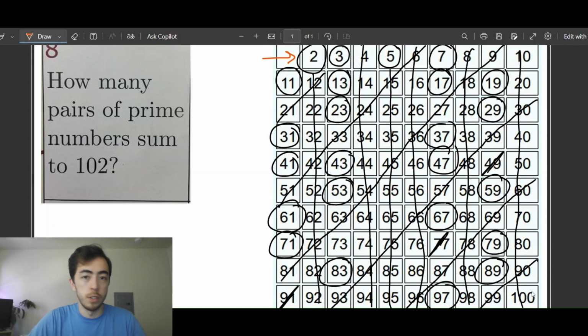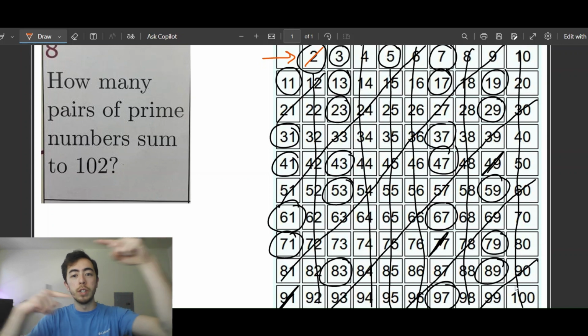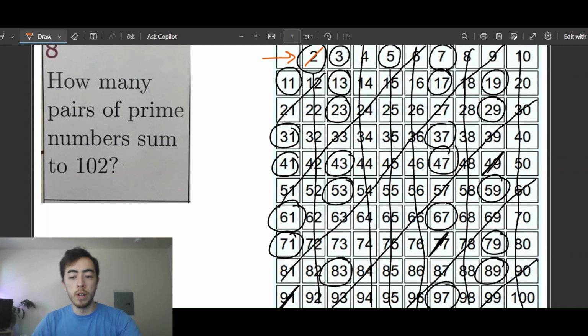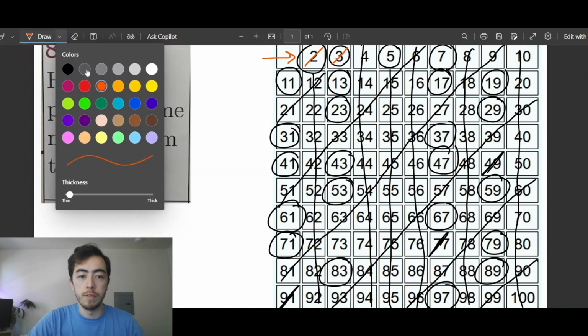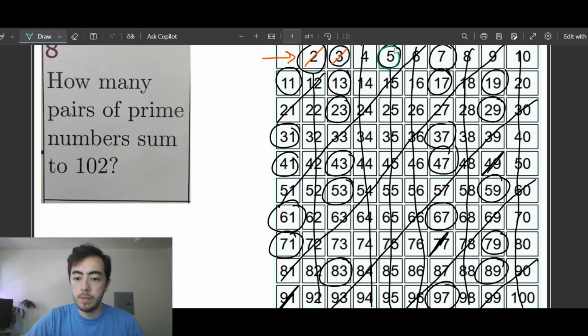gives me 102, but 100 isn't prime. So I'm going to cross that one off. And I'm basically looking sequentially through my list. So 2 and 100 didn't work because 100 is composite. 3 and 99 is not going to work because 99 is composite. So I think 5 and 97 is our first pair, right? Because once I add these two, I get 102.